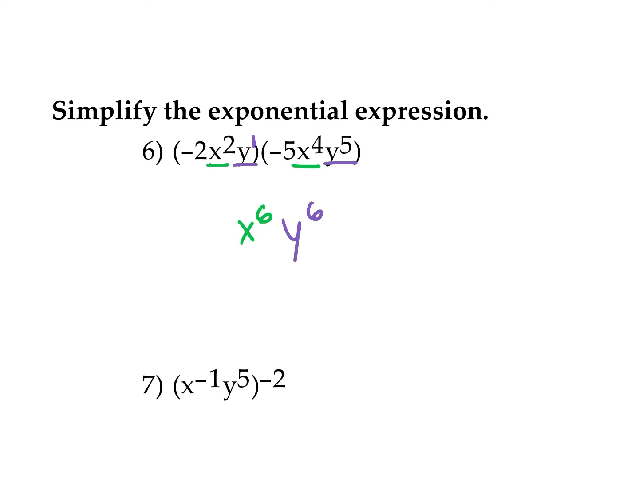And then what else do I need to do? Do what to the coefficients? Multiply them. So -2 times -5 would be 10.